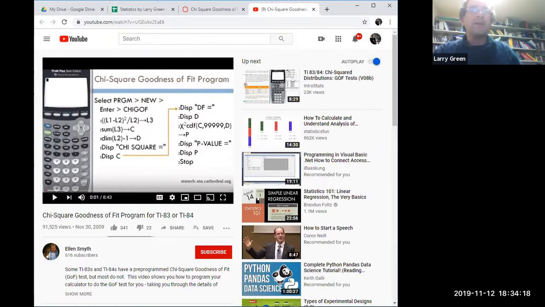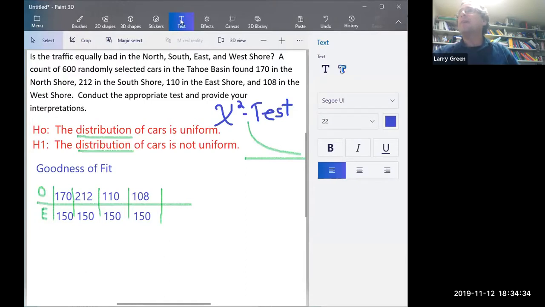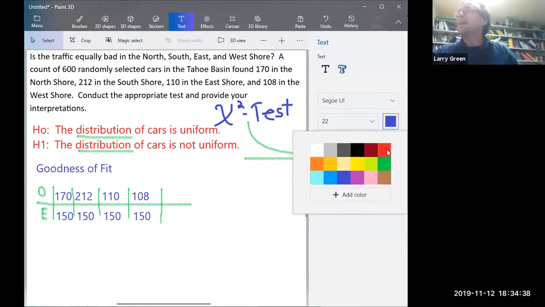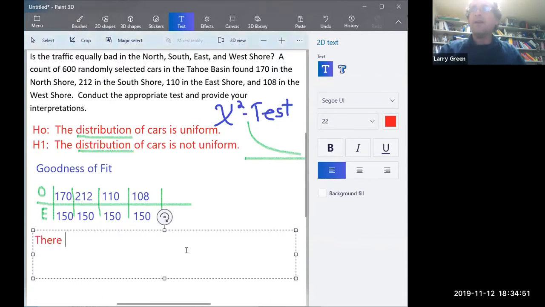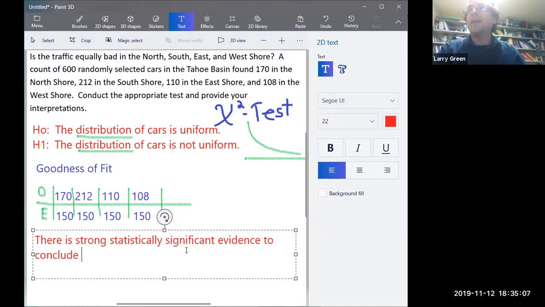Okay, now let me reshare and let's do the conclusion, which hopefully you know how to do by now because we've done hypothesis testing enough. So we had a tiny p-value. You should know that when you have a tiny p-value, that means you have strong statistically significant evidence. So there is strong statistically significant evidence to conclude, and now I just restate H1, that the distribution of cars is not uniform.